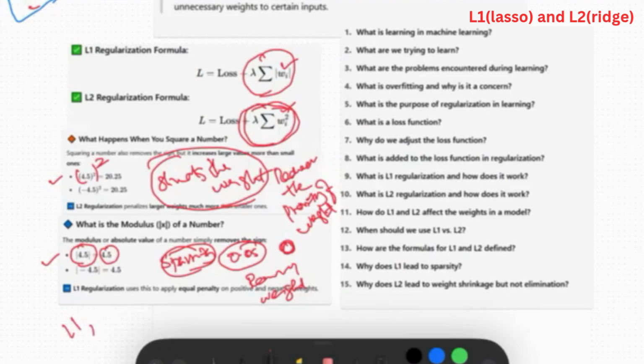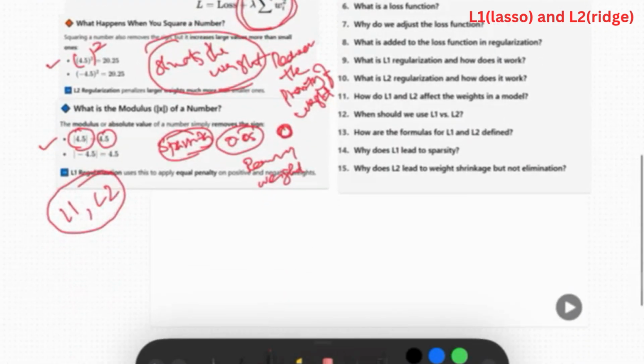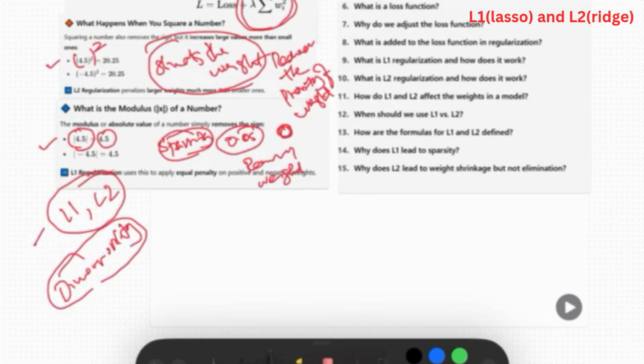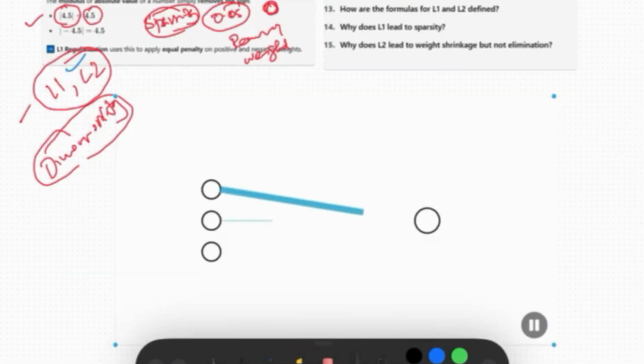So where we apply L1 or where we apply L2 is purely subjective. When you want to remove the weight, for example in case of PCA or dimensionality reduction, you want to remove the least significant inputs. At that time you can go with L1. But in certain cases you don't want to remove the weight, you just want to retain it, but you want to give it a low value. In that case, L2 can be done.